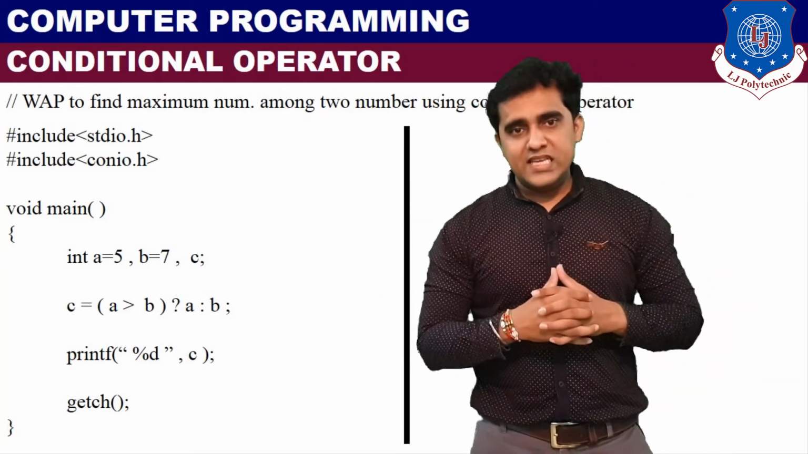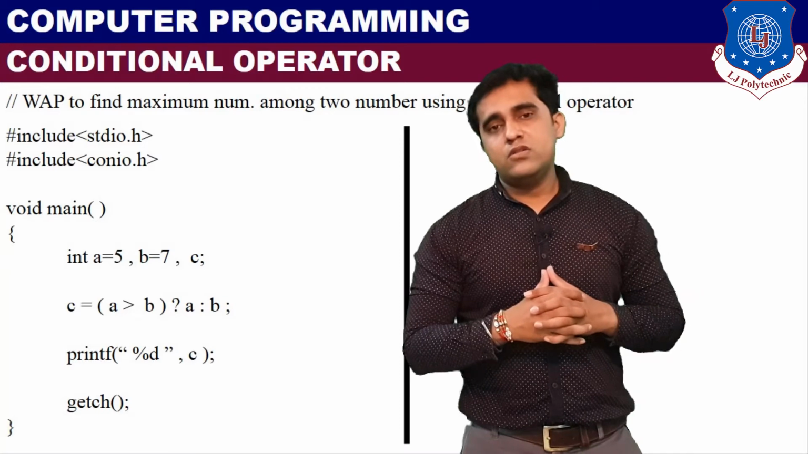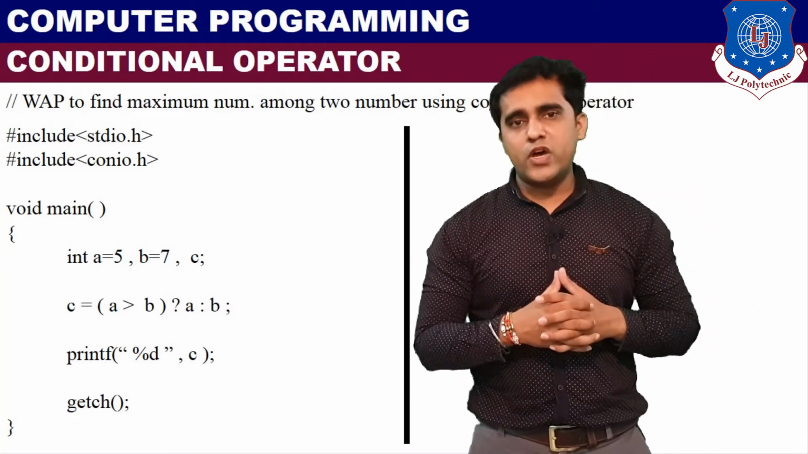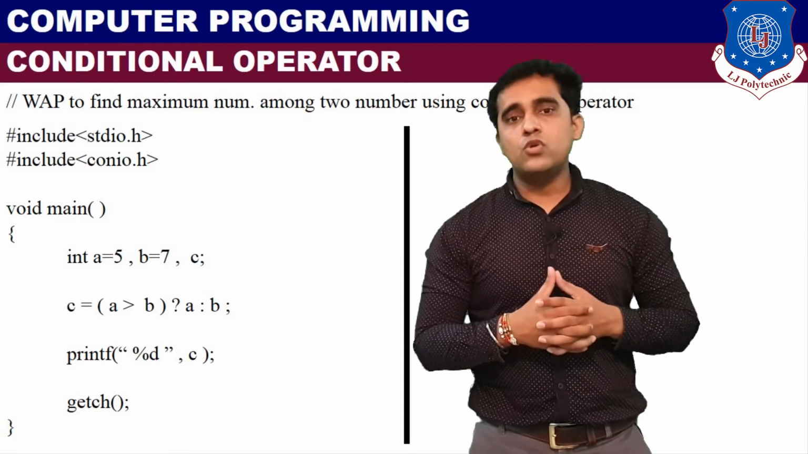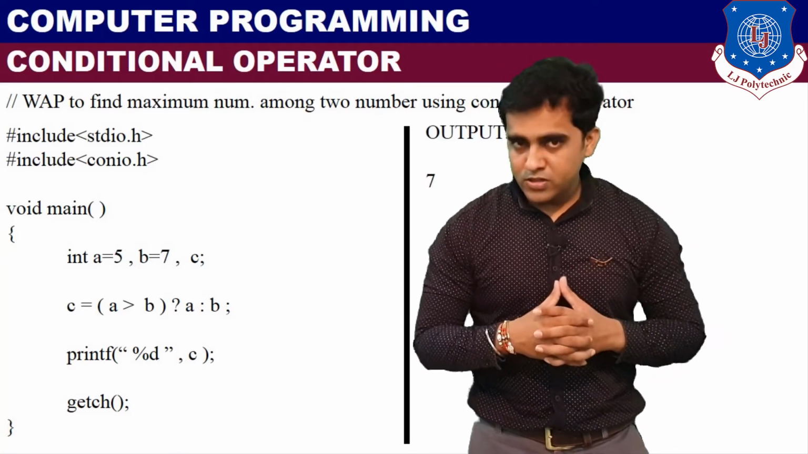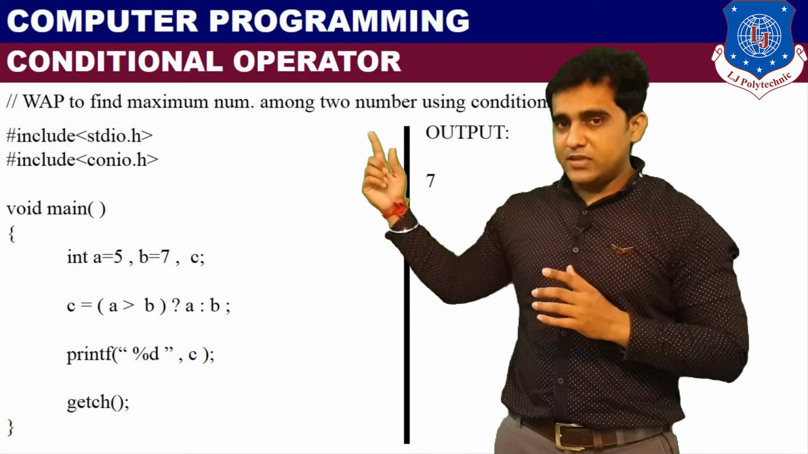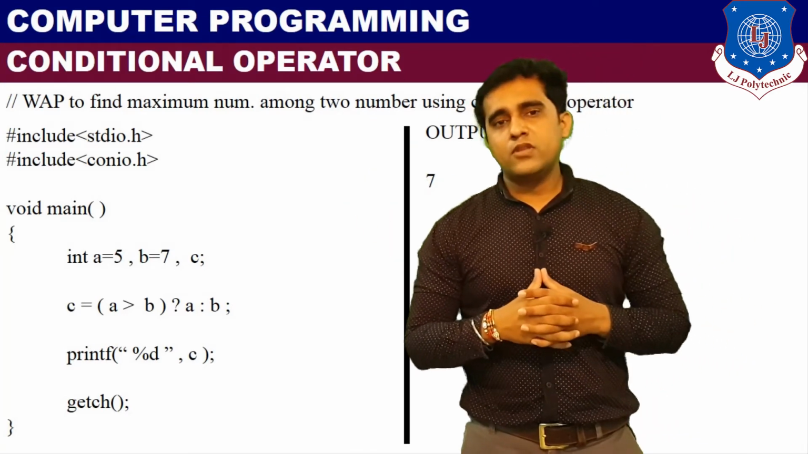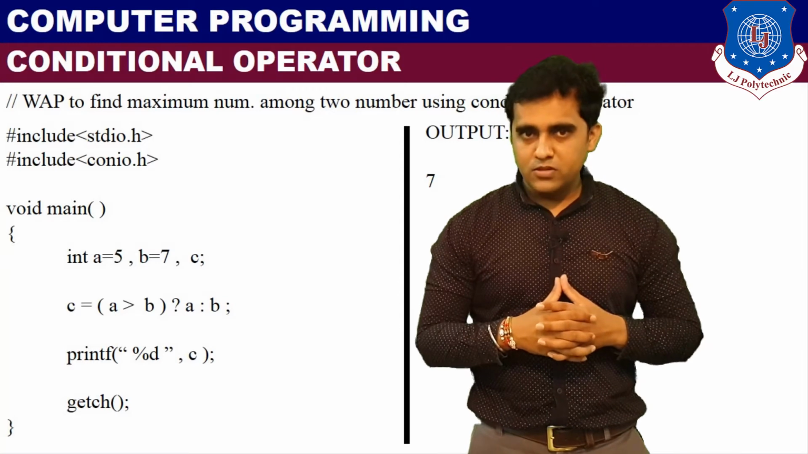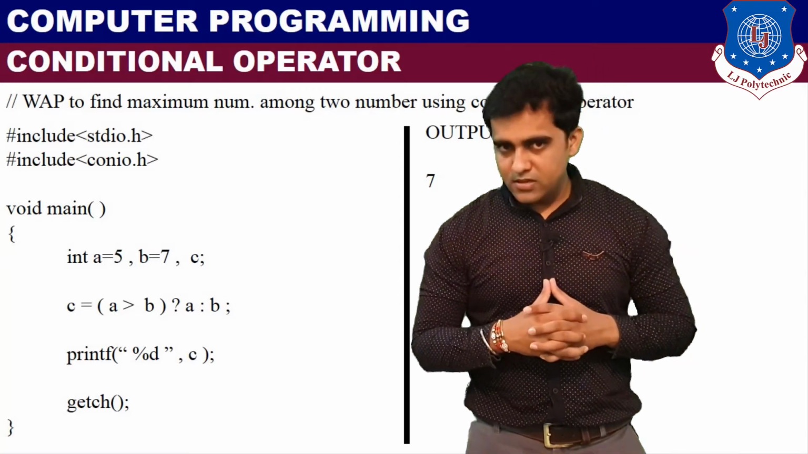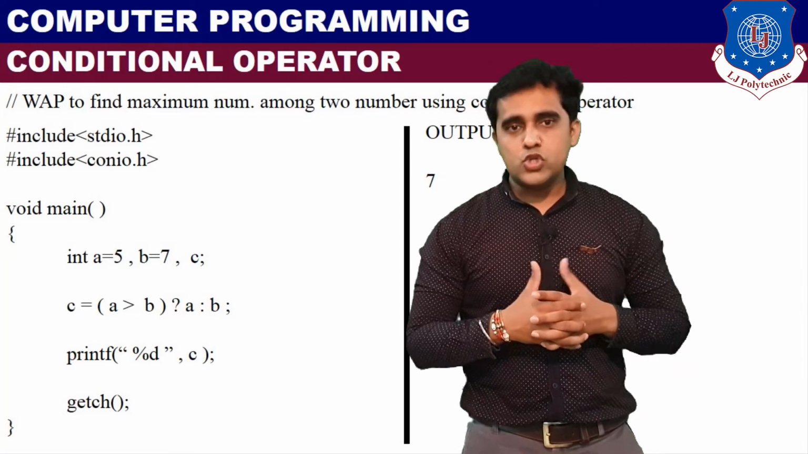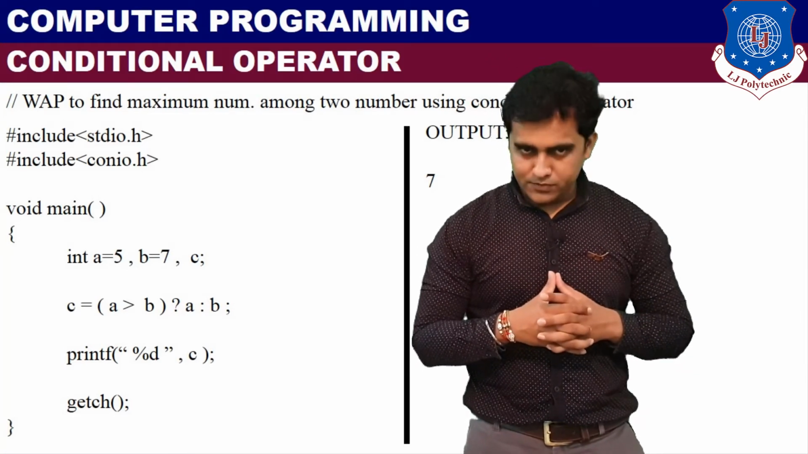So this statement will identify which value is maximum, as we took a = 5, b = 7, so we know the maximum number is 7. So the value of b, that is 7, is stored into c, and what we are doing, we are printing the result, printf("%d", c); getch(); and closing curly bracket. So output will be 7.